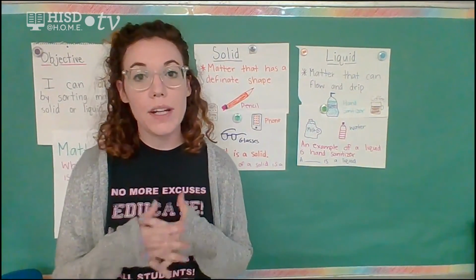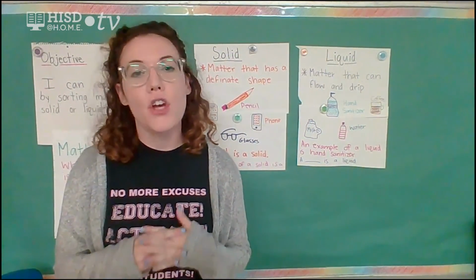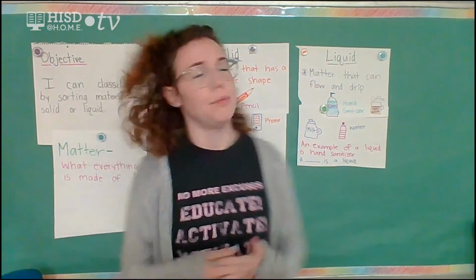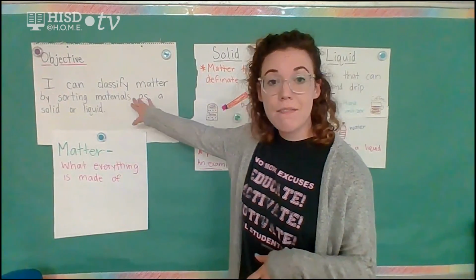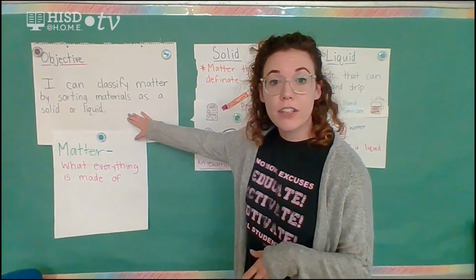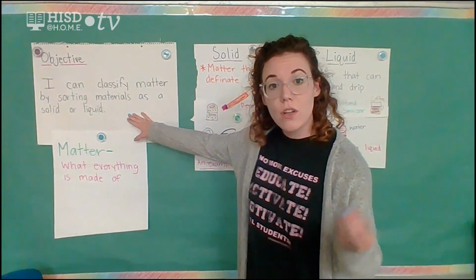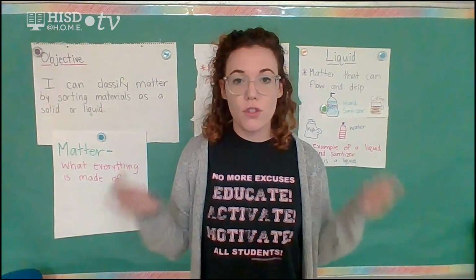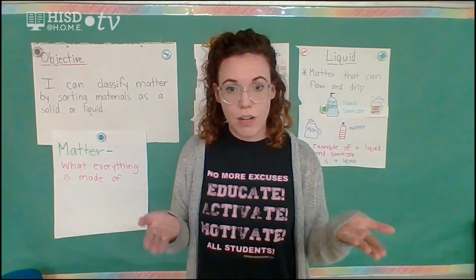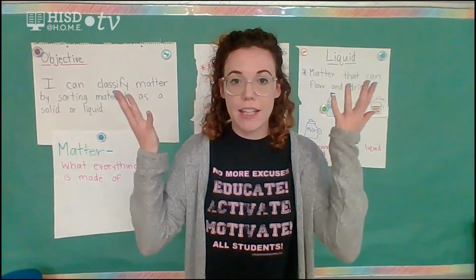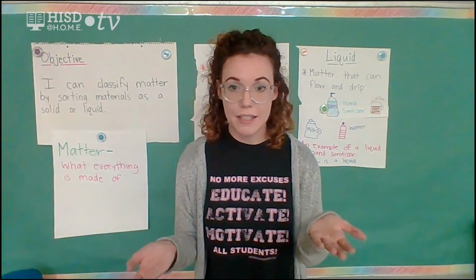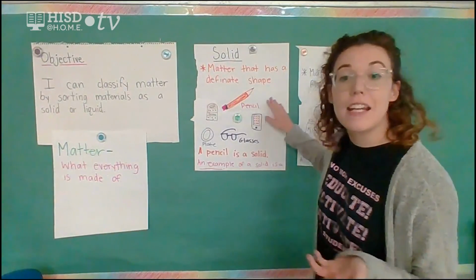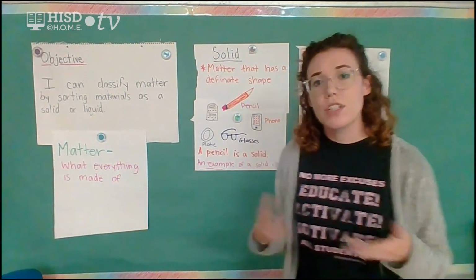Okay, so we talked about solids and liquids today, right? So let's look back at our objective to see if we hit what we said we would do. I can classify matter by sorting materials as a solid or a liquid. And that's what we did today. We talked about those two states of matter, the things that make everything, and we talked about those two specific kinds. A solid has a definite shape, whereas a liquid flows.